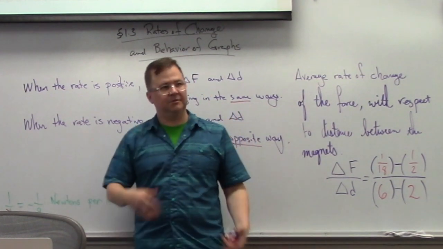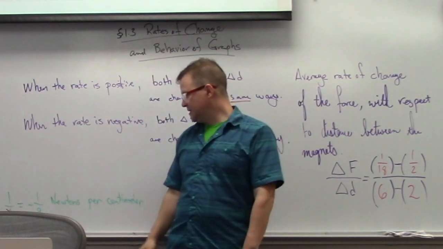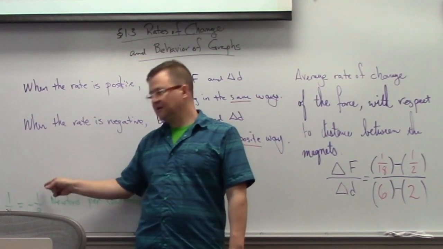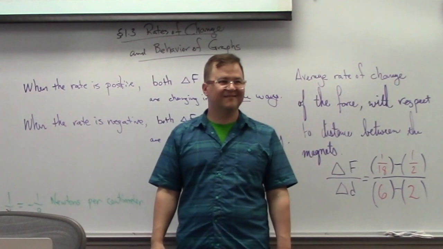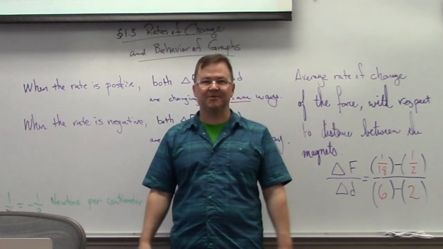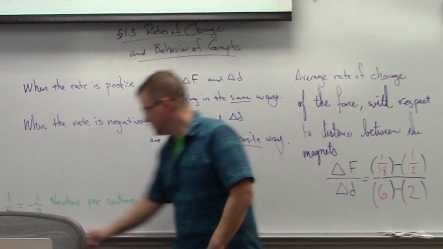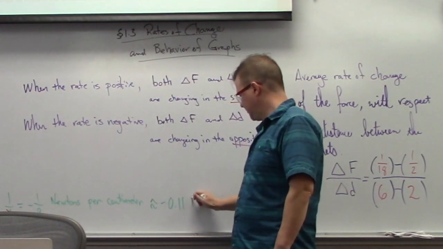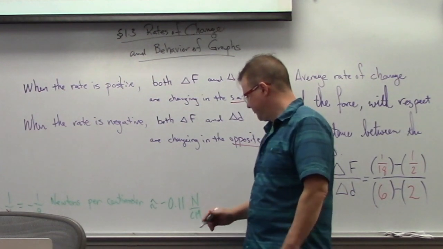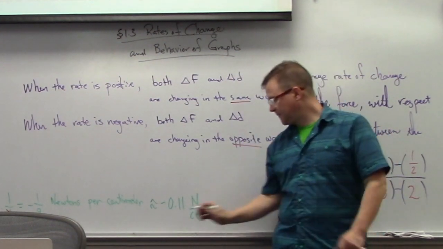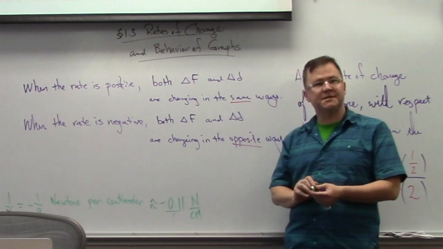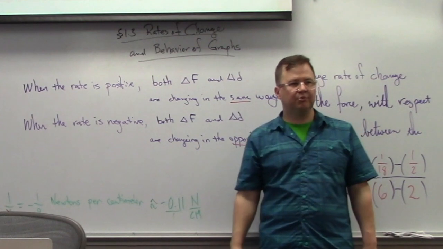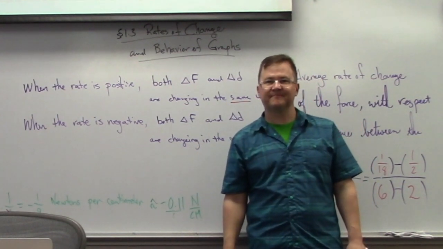But the 1/9 is also telling me the rate at which it's changing. In a sense, you could say for every 9 centimeters, it's going to change by 1 newton. Or expressed as a decimal, I could also say, for every 1 centimeter, the force changes by about 0.11 newtons. That make sense?